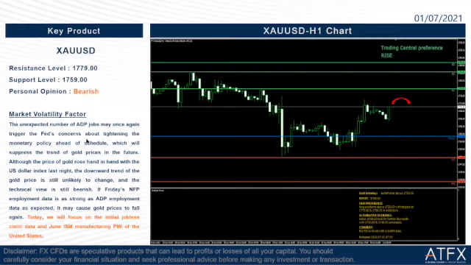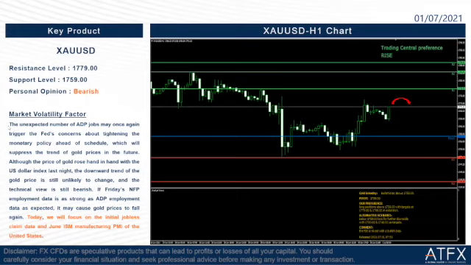So when it comes to the key product today, it is still gold, because I will keep you updated on the gold trend of the gold market. Okay, so the resistance level of today is 1779. The support level is 1759. My personal opinion for the gold market today is still considered bearish. Okay, but although the trading center is considered bullish for today, I will still take it as bearish for my personal opinion. So let's see why I still look bearish for the gold market today.